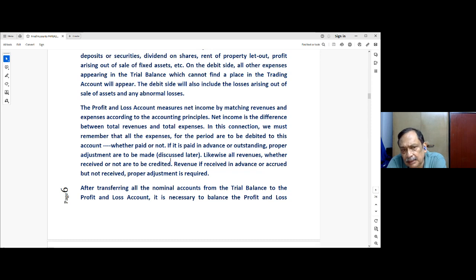In this connection, we must remember that all the expenses for the period are to be debited to this account, whether paid or not. If it is paid in advance or outstanding, proper adjustments are to be made. That I will be discussing later. Likewise, all revenues, whether received or not, are to be credited. If revenue is received in advance, or accrued but not received, proper adjustment is required.